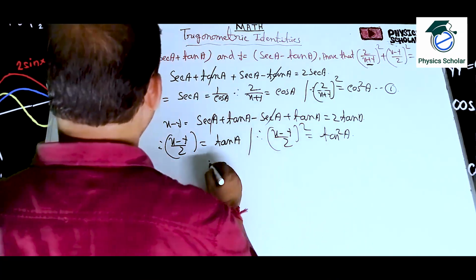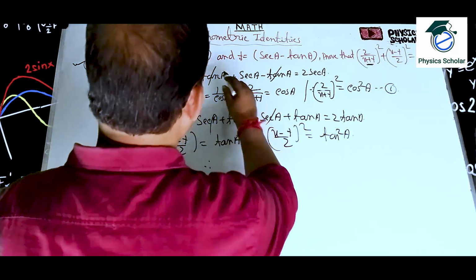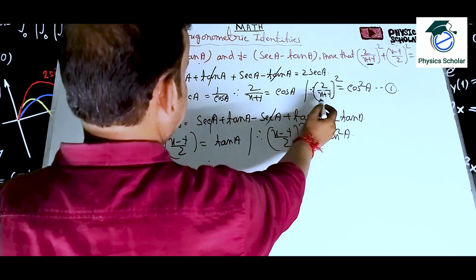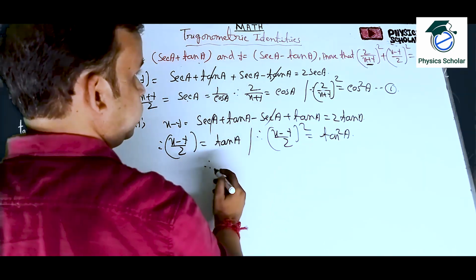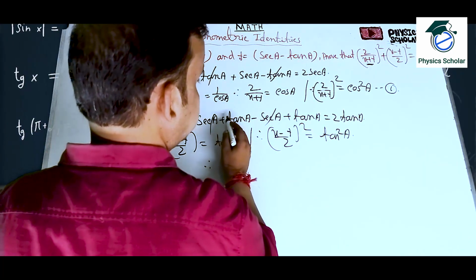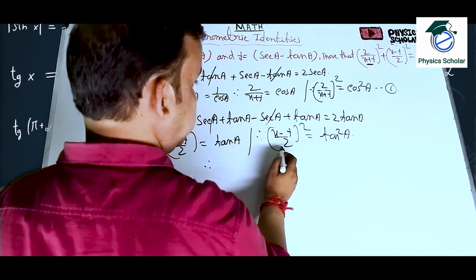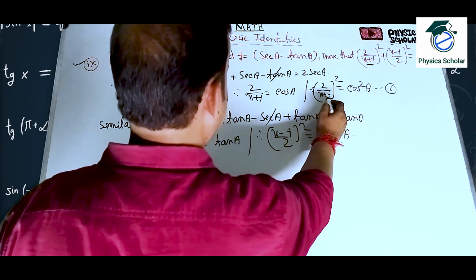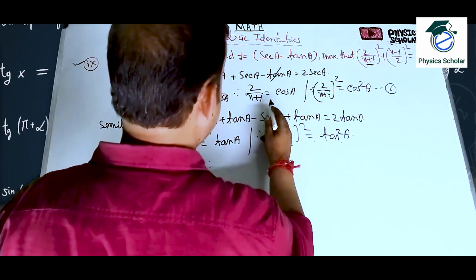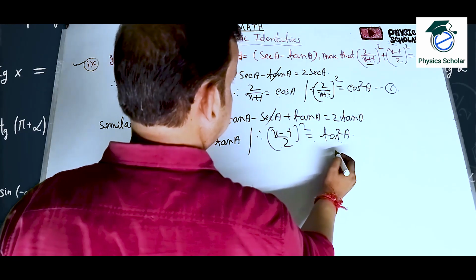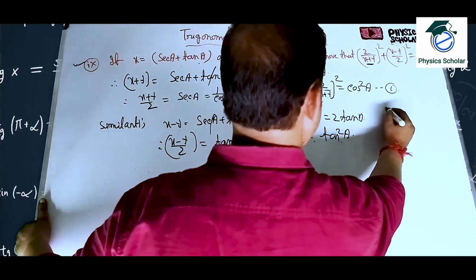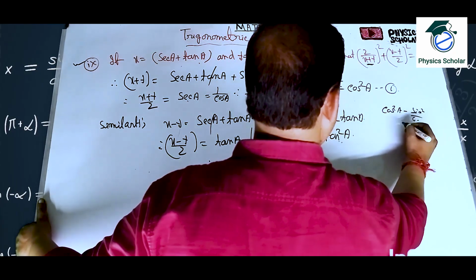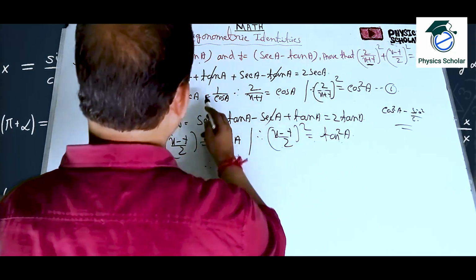So, sec square a minus tan square a. So, (x minus y by 2) whole square is equal to tan square a, and (2 divided by x plus y) whole square is equal to cos square a. Okay. So, it is sin square by cos square. So, 1 minus sin square by cos square. So, cos square a minus sin square by cos square.